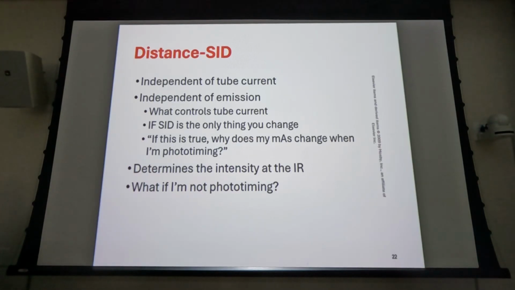But if the only thing that changes is SID, and I'm beating this dead horse because it's a question that's pretty commonly missed, it's independent of tube current. It's independent of X-ray emission unless you're phototiming or unless you change your mass.